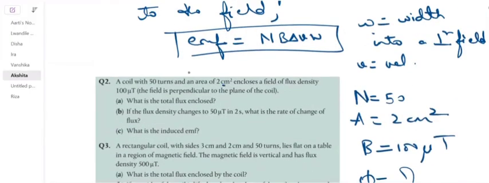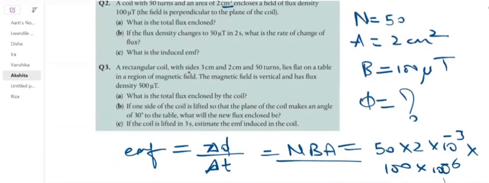How much is it given? Centimeters? Okay, wait. Centimeters, so it will be 10 raised to minus 4. Sorry, my bad. So the answer is 1, 2, 3, 4, 5, 6 places, into 10 raised to minus 6. Is it coming or not?